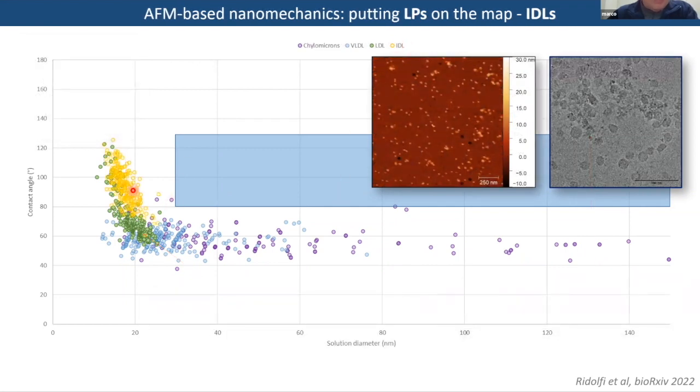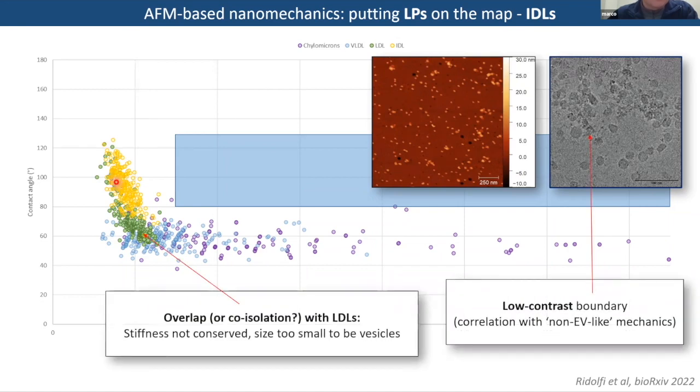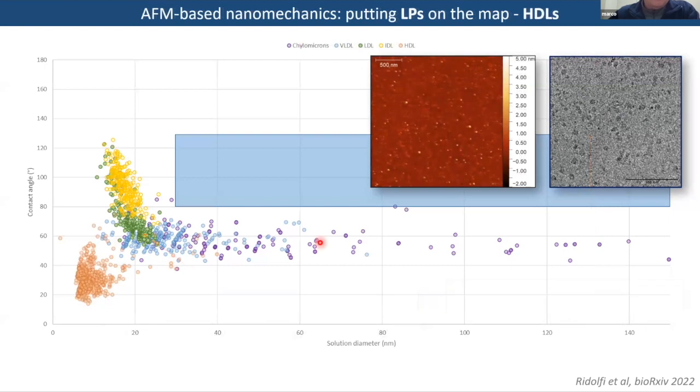The IDLs end up coinciding with the second cluster we showed in LDLs, suggesting that perhaps they were not totally purified. In this case too, the stiffness is not conserved across sizes. These are definitely not vesicles, and they also don't have the high contrast boundary in cryo-EM images. Last, HDLs, they ended up in a totally unexpected region of the scatter plot.